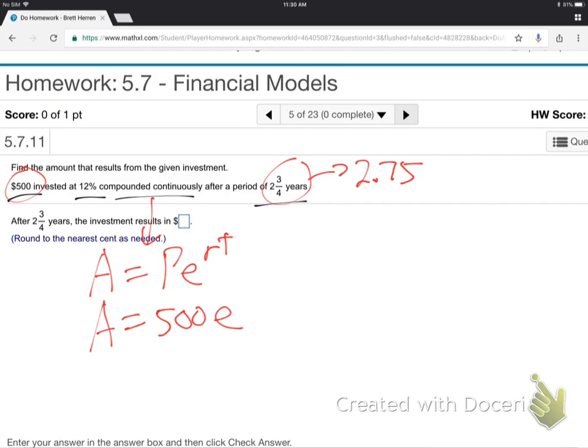Now I can't mathematically show it to you until you've had calculus. You need Calc 1, and then you can actually derive it that way.